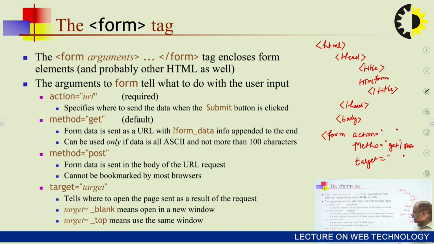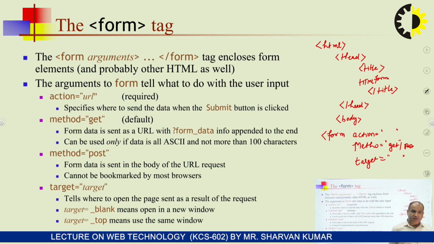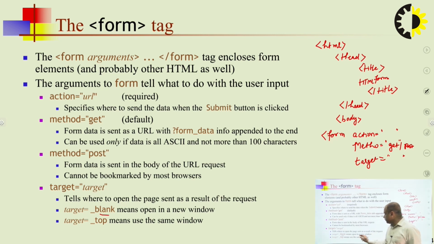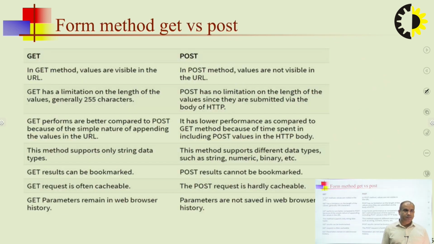The target attribute basically tells where to open the page and show the result of that request. So, if we want to open a new page on a blank page, we will use underscore blank. It means opening that page in a new window. If the target attribute value is underscore top, it means that it will open in the same window.